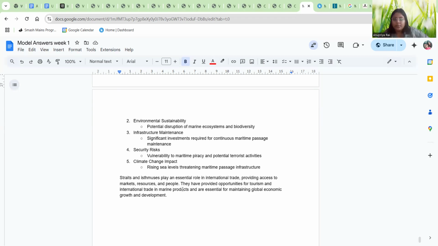Then you will give a small conclusion on how it has been very important in promoting international trade and economic development, etc. You can give certain initiatives of developing economic corridors using straits and ports, like the BRI, and you can give an example like the India Middle East European Economic Corridor.